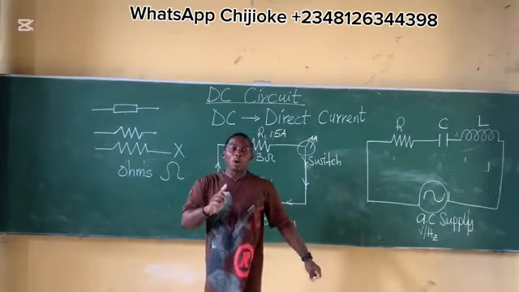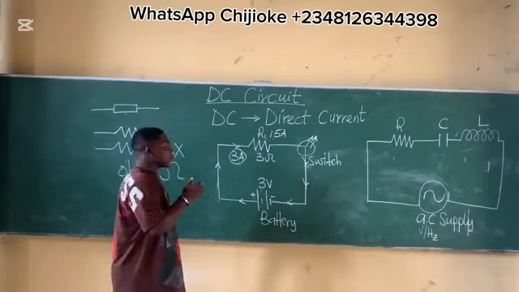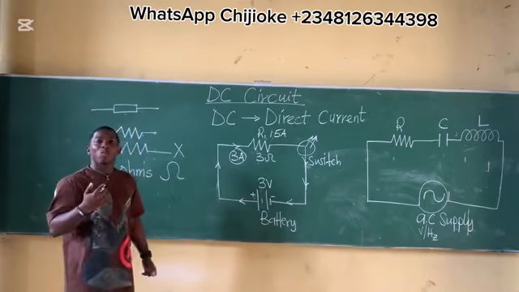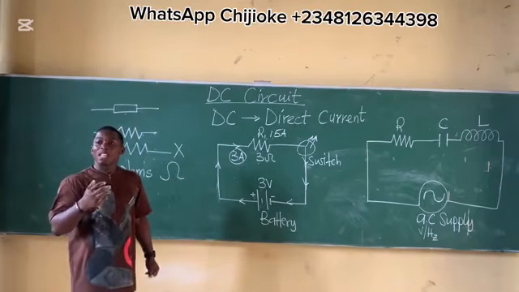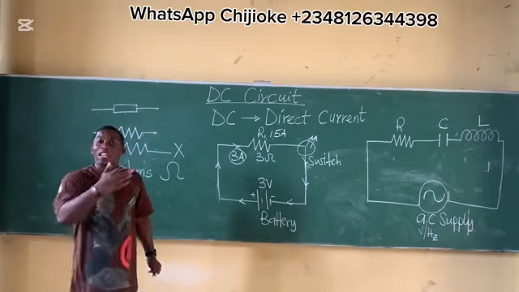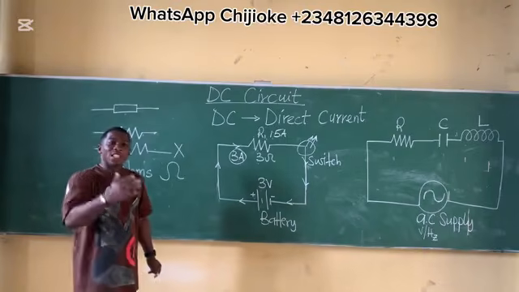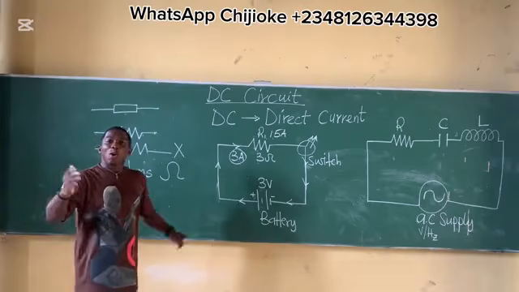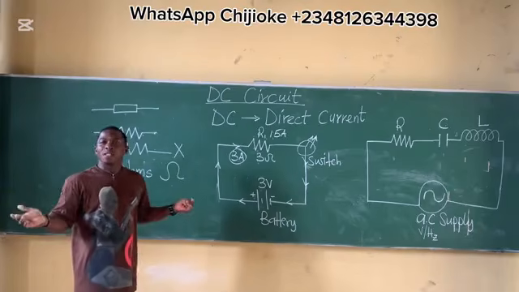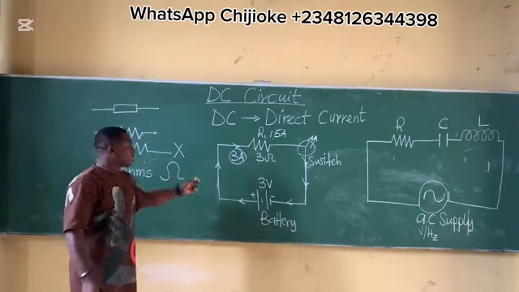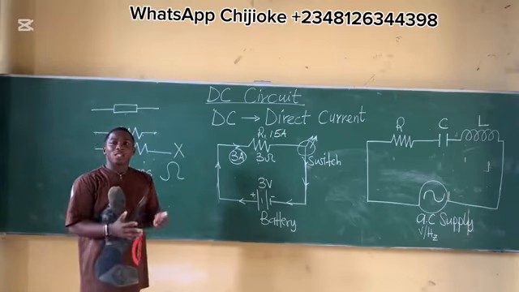Who can tell us one last one? The difference between DC and AC. The name. DC is what? Direct current. AC is what? Alternating current. Very easy. So let's come back to what we're discussing: DC circuits. Alright? DC circuits.